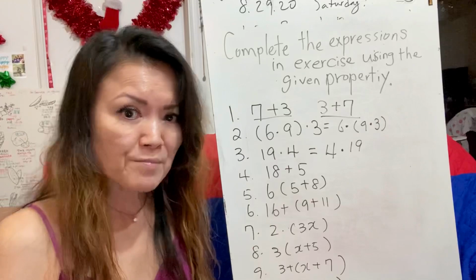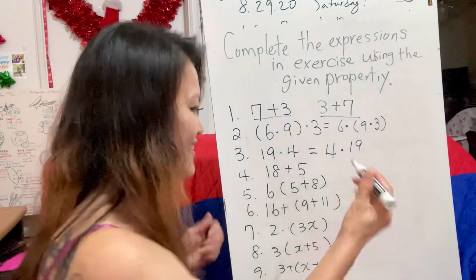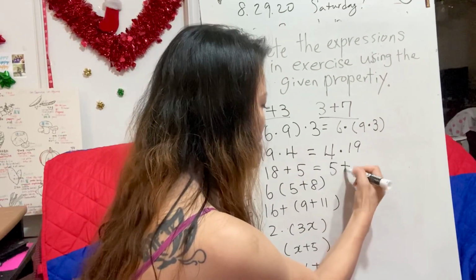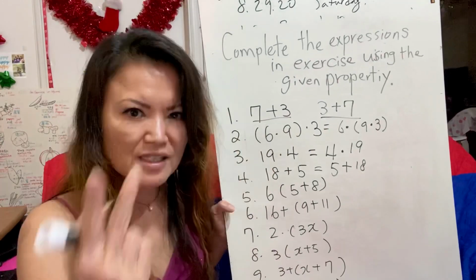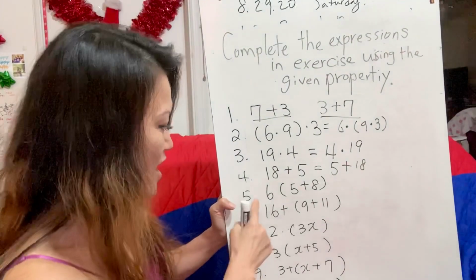Number 4. I see two numbers. Commutative. Switch. So 18 plus 5, I'm going to write 5 plus 18. Commutative property of addition. Good job.